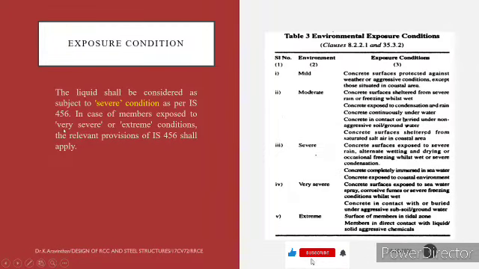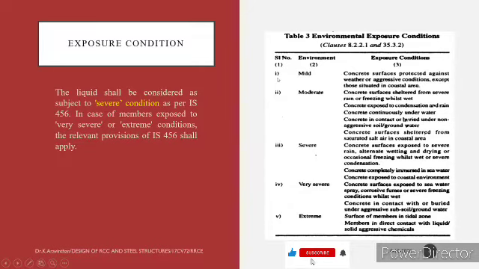So always when you are designing the water tank you should follow IS 3370. This code also says that it should be used parallelly along with IS 456. So in IS 456, table 3 gives the environmental exposure condition. Under what environmental condition is a structure built?